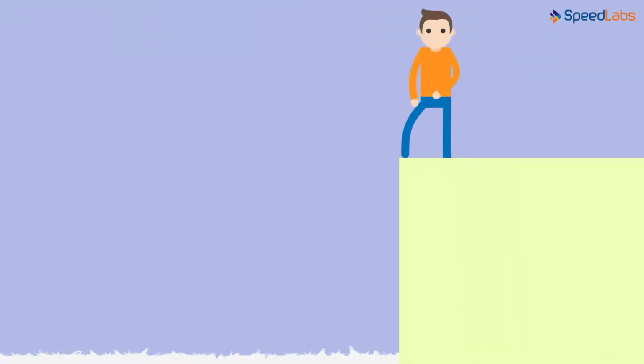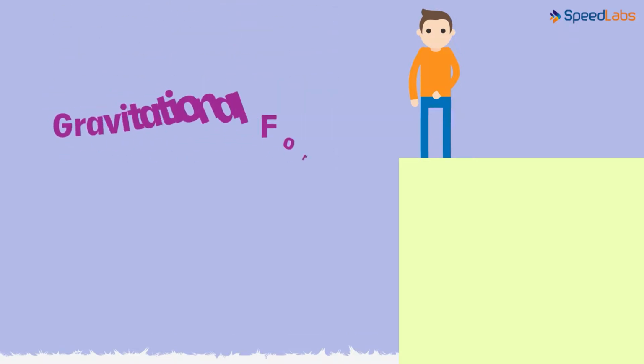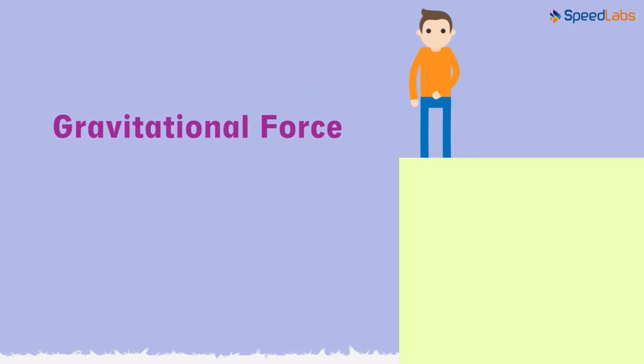When you release an object, say a plastic ball, from some height above the ground, it just falls on the ground. Why does it fall towards the ground? This is because of the force that the earth exerts on it in the downward direction. The earth always pulls the objects towards it. This force that the earth exerts on an object is called the gravitational force. This force is attractive in nature. That is, it attracts two objects towards each other.